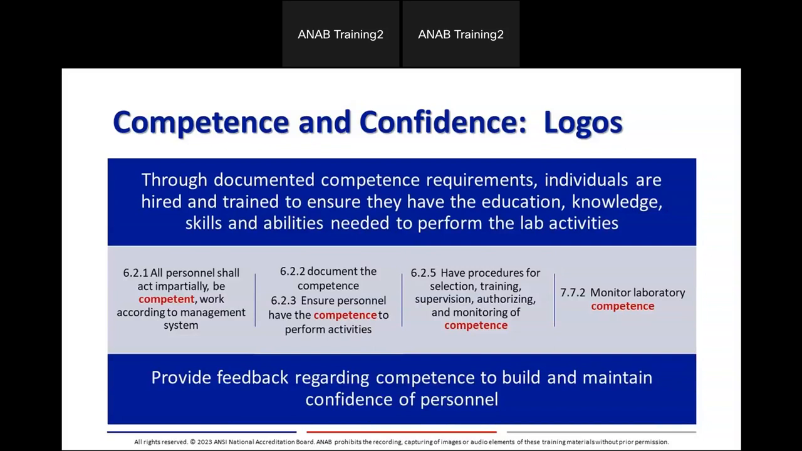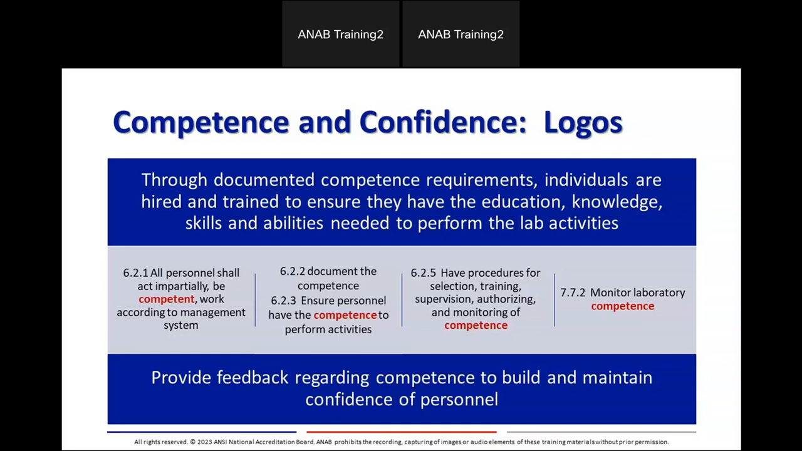So competence and confidence is stressed in 6.2 when it talks about all personnel shall act impartially and be competent and work in accordance with the management system. 6.2.2 and 6.2.3 go on to say we need to document the competence requirements and then ensure people are competent to perform the activities. So it goes to support that we're getting the competence embedded in our organization and providing opportunities for individuals to get to the competence that we require.